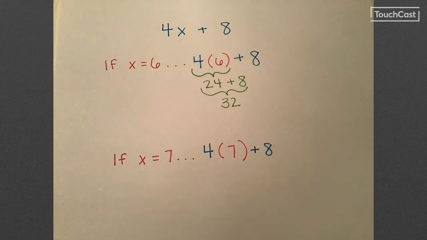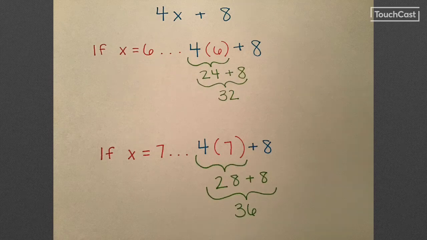Now what if x equals 7? So my equation says 4 times 7 plus 8. Pause the video here to solve for the answer. If x equals 7, you should have found that the equation now equals 36. That's because we've added another 4. When we do 4 times 7, that's an extra 4 than 4 times 6. So the answer went up by 4.